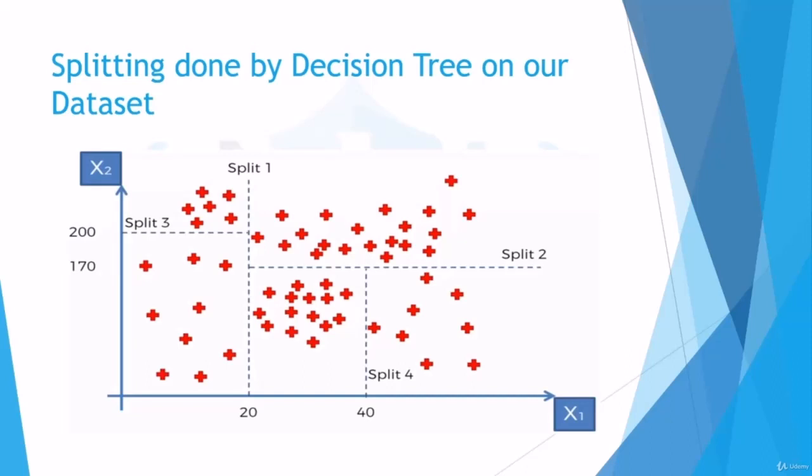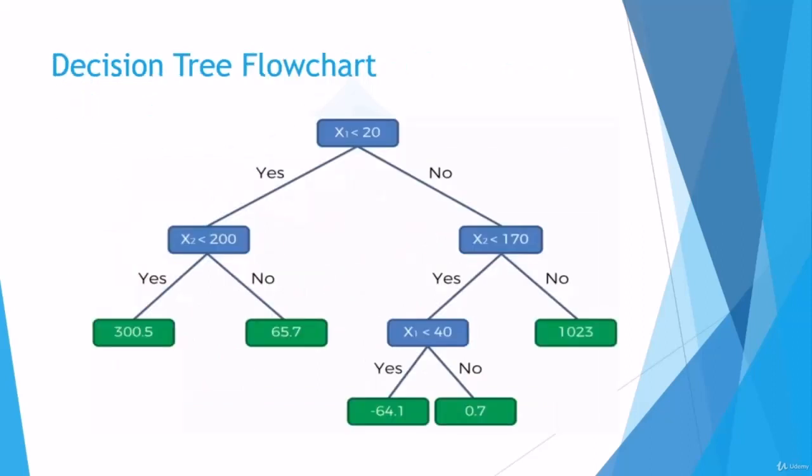So the four splits will form 5 different regions. Now after splitting, the decision tree will calculate the average of each region, and the average will act as a label for the regions. So let's see a decision tree flowchart. Now as you can see, the root node, the several internal nodes, and the end are the leaf nodes, which represent the average value as the labels.